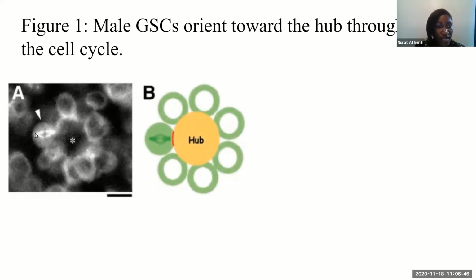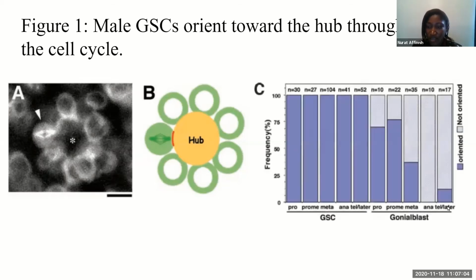They find that in 100% of the cells that they looked at, the mitotic spindle was oriented perpendicular to the hub GSC interface, with one spindle pole located within the crescent where the GSC contacted the hub. You can see that in A and B. In C, they show that in gonioblasts, which are immature stem cells, the mitotic spindle was not oriented toward the hub.